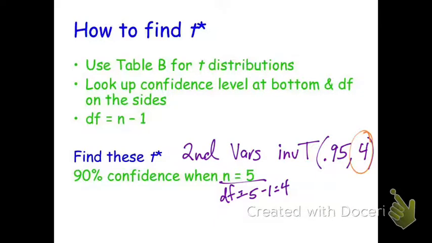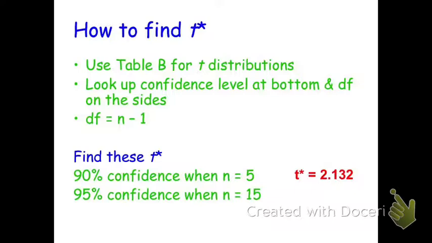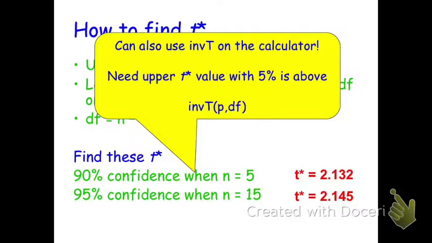Will they always give us n? Yes. Okay. So what would I put in my calculator for this one? Inverse T, 0.975, then degrees of freedom 14. You should get 2.145.